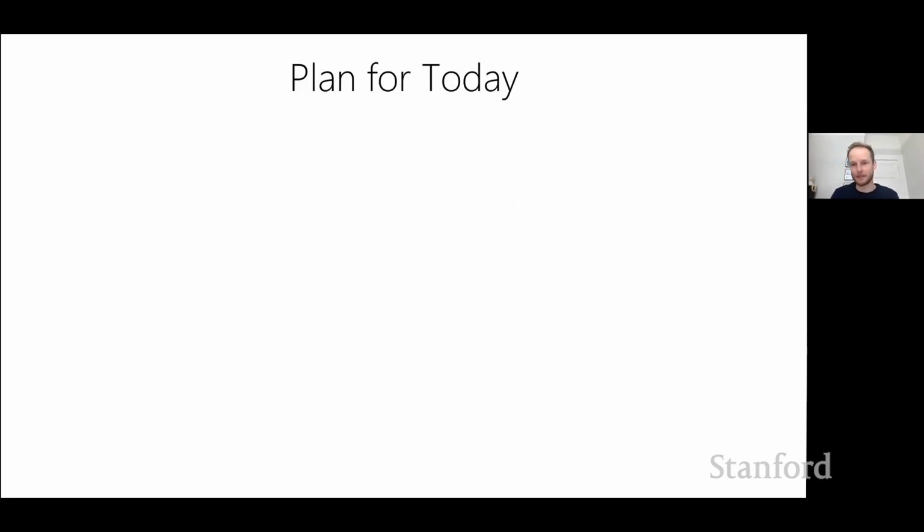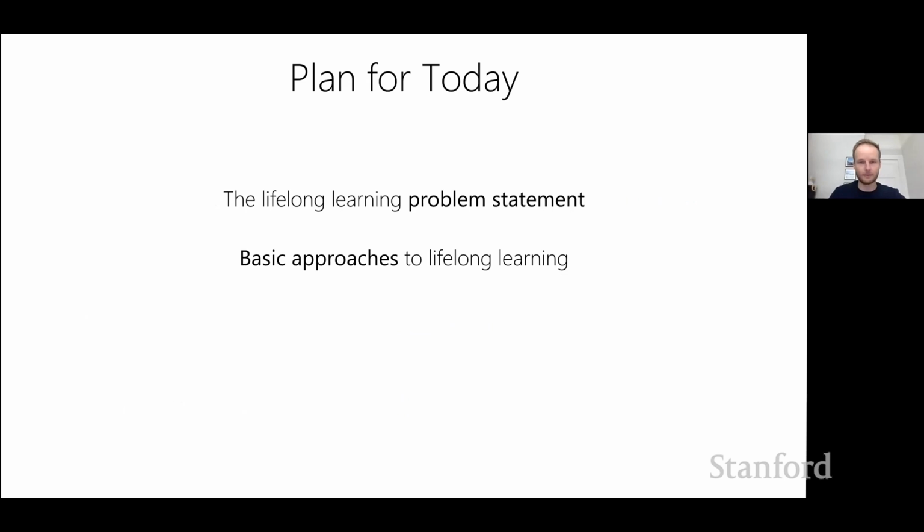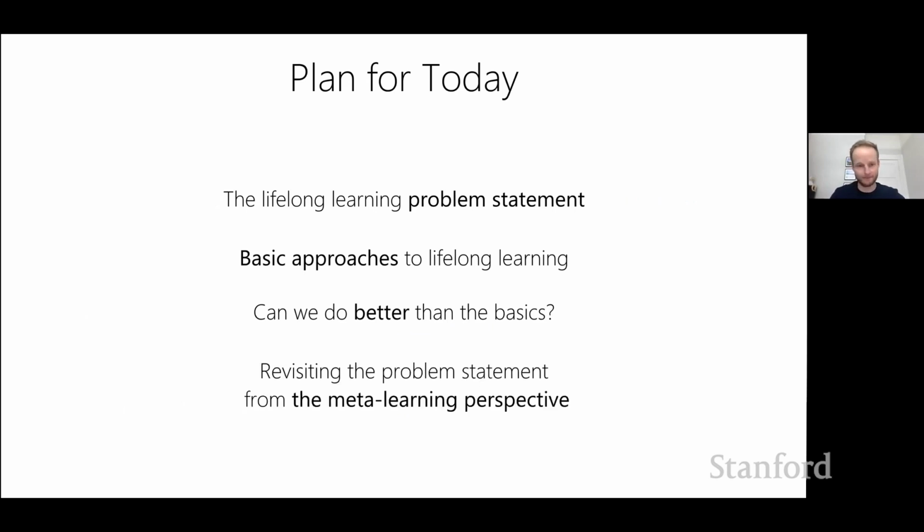All right, so the plan for today is the following. We'll talk about the lifelong learning problem statement. Then we'll talk about some basic approaches to lifelong learning, how we can address that problem. Then we'll talk about how we can do better than these basic approaches, also using some of the insights that we learned from the class already. And then we'll revisit the problem statement from the meta learning perspective.